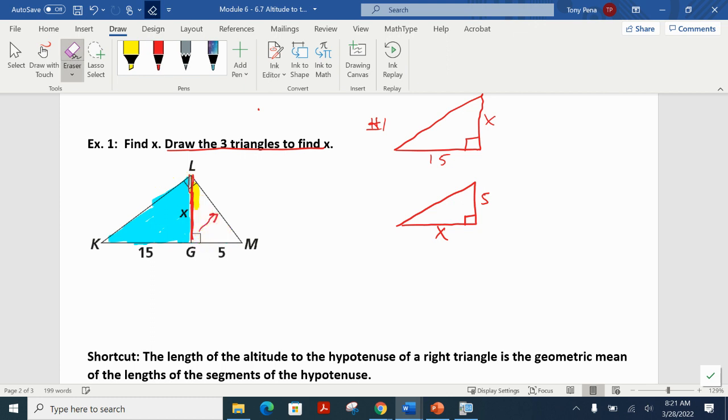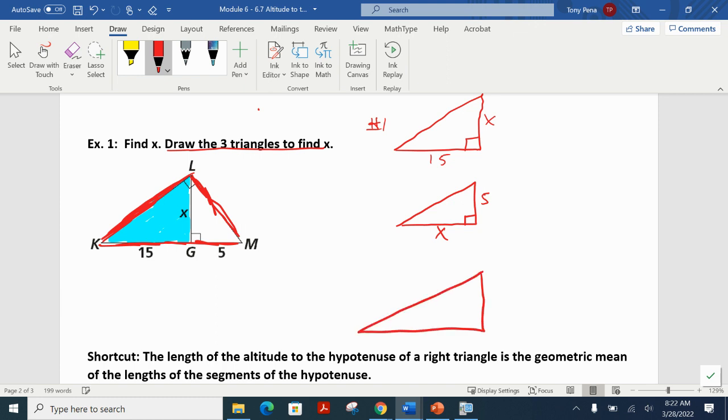All right, and then the last one, the trickiest one to draw, is the big overall one. So now we're going to draw in, make this really dark, the overall triangle that we would have started with before we drew that altitude in. But again, do it in a way that the right angle is oriented in the same position as the previous 2.